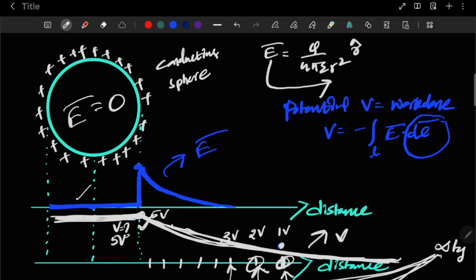Outside it will be like this, inside it is like this. But outside, the electric field will quickly become 0, and inside there is no electric field. So like this you can understand the potential concept and the electric field in the conducting sphere concept. Okay, thank you.